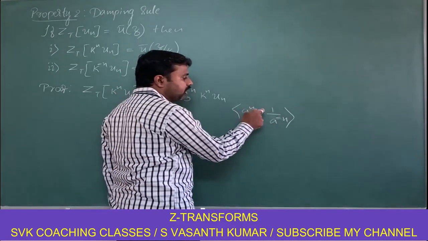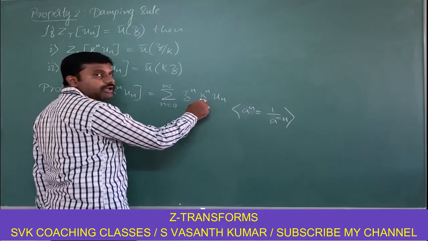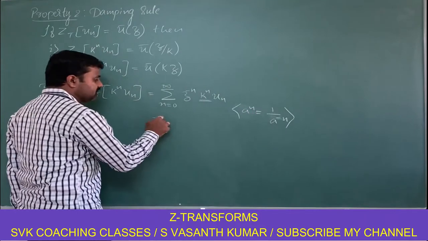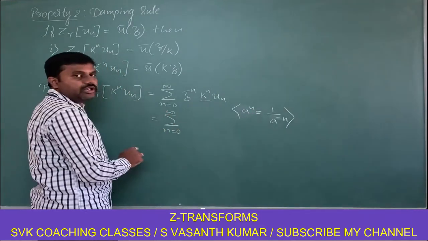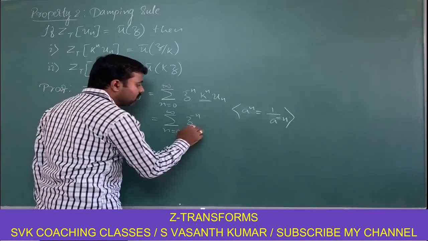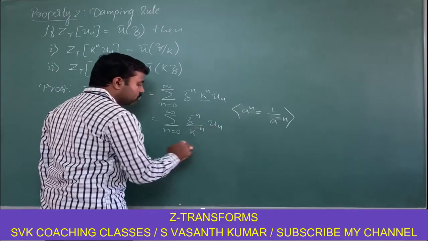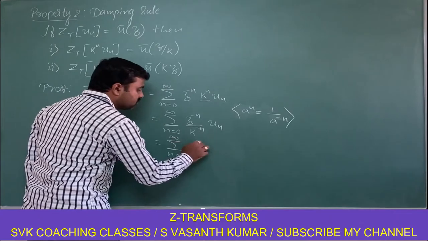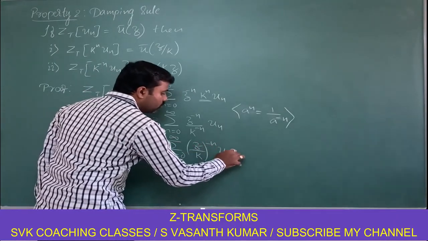The reciprocal of a power n is what? 1 over a power minus n. So similarly, we can write k power n as what? 1 over k power minus n. That is summation n equal to 0 to infinity z power minus n divided by k power minus n un, which is nothing but summation n equal to 0 to infinity z by k whole power minus n un.